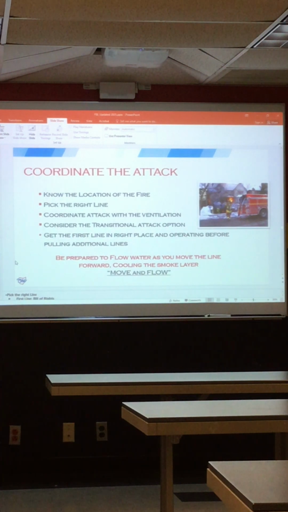Again, talking about coordinating the attack, know the location of the fire. Like I said, ask the occupant if you're not sure, all right? They can hopefully give you the directions to right where it's at. Pick the correct line, right? Nowadays, that's not too difficult for us because most of the time we're pulling the 1 3/4, right? What did we used to pull? Sometimes we pull 2 1/2 on the first line, right?